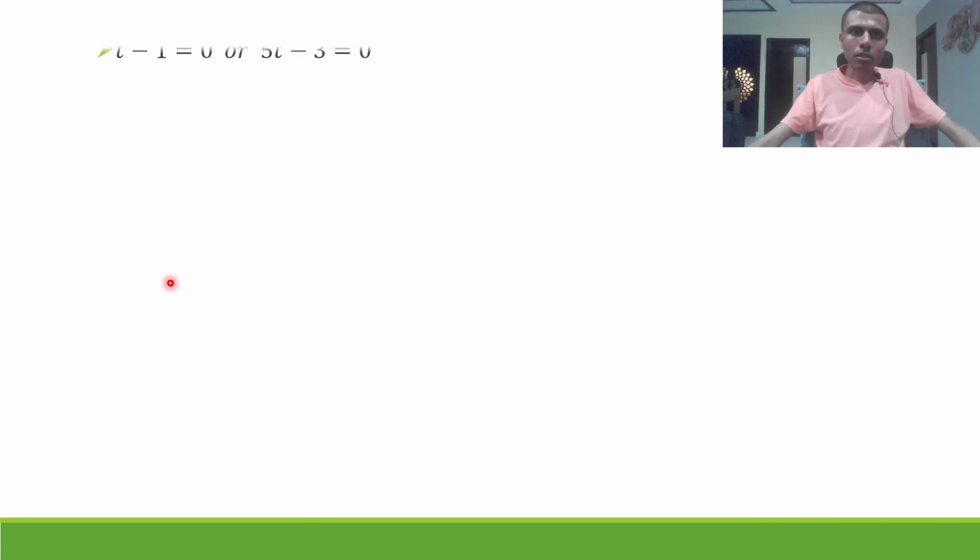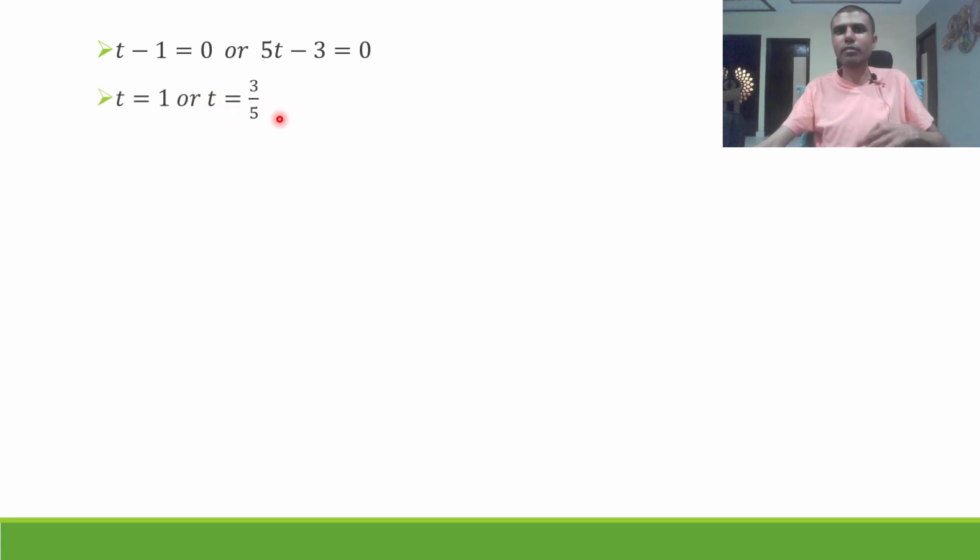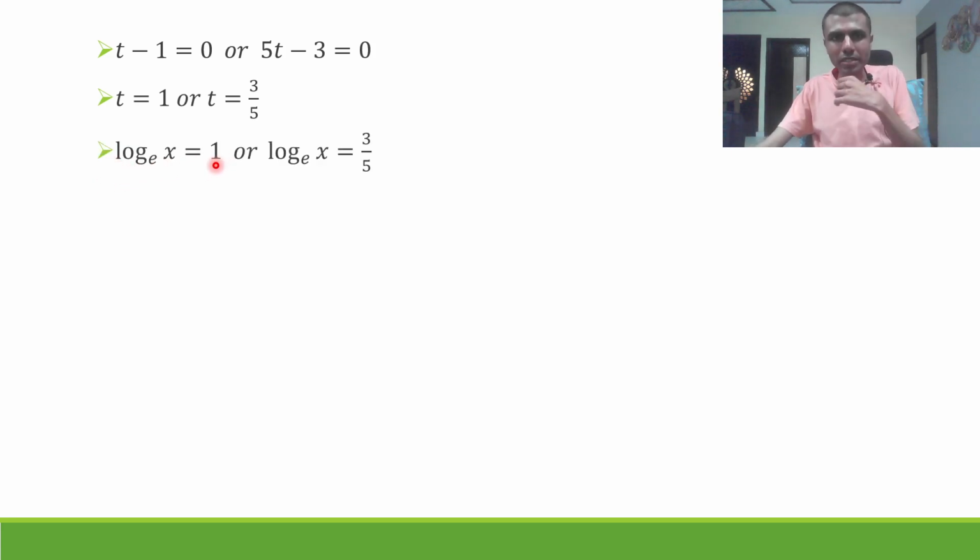So t minus 1 is 0 or 5t minus 3 is 0, t equal to 1 or t equal to 3 by 5. Now wait, put a pause here, okay? My question is about x, right? I need to find all the solutions. Solution means the value of x only, right? t is something which we introduced. I think t was log x, right? Yeah, log x. So log x to the base e is 1 or log x to the base e is 3 by 5. So x will be e power 1 or x will be e power 3 by 5.